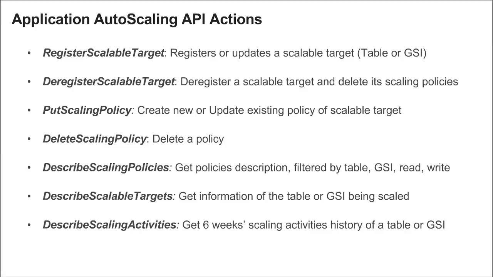With the put, you create as well as update an existing policy with a new set of settings, and you can enumerate through all the policies with describe scaling policy, as well as all the tables and GSIs that you have registered as a target with describe scalable target. And scaling activity gives you the historical information of all activities that were done for a particular table or a GSI over the past 6 weeks.